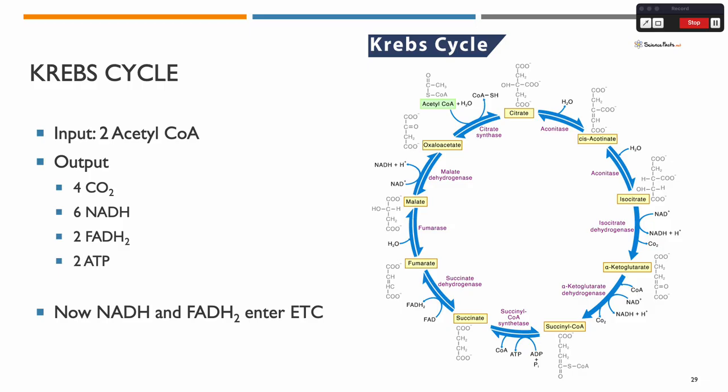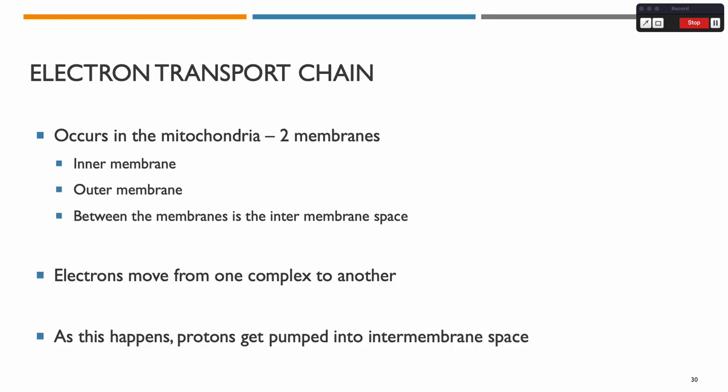And so how do we get that 36 number, right? Well, it's all about what we do with these NADHs and FADH2s that we have produced. So let's talk about how we take these NADHs and FADH2s and convert them into more ATP. This is through the ETC, or the electron transport chain. The electron transport chain occurs in the mitochondria as well, just like the Krebs cycle. The Krebs cycle occurs in basically the very center of the mitochondria, whereas the electron transport chain occurs in what they call the inner membrane space of the mitochondria.